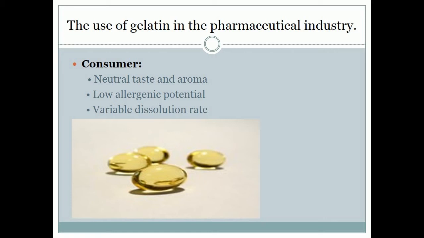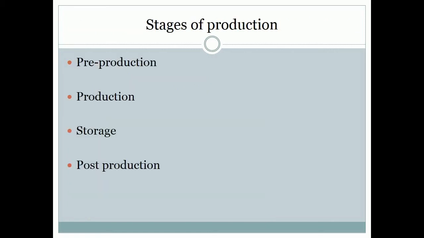There is a huge complexity in getting from the starting point now to producing pharmaceutical-grade gelatin for soft gel caps, with many stages to be considered before the product is released into the market. There are 4 stages of production, starting with pre-production, which consists of testing of materials.